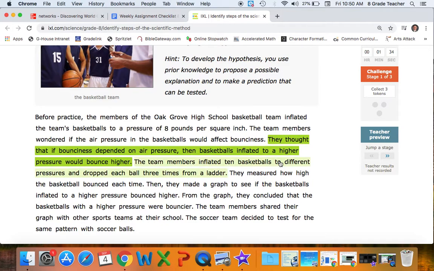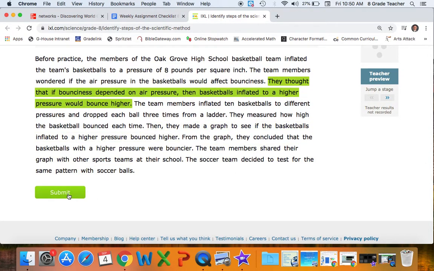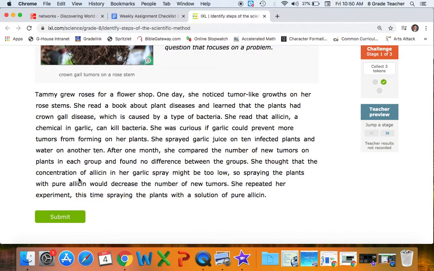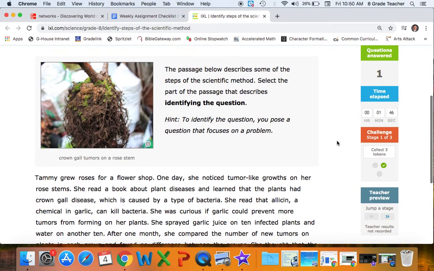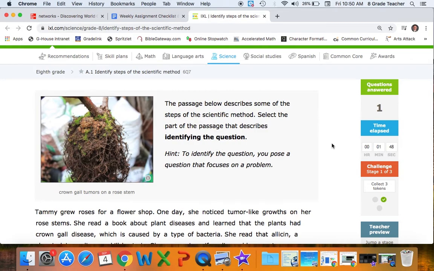You'll notice that it highlights the entire section. As you go, we click on that one to lock that in as their answer. Let's see if we got it right. Click submit, and boom, it tells me wonderful. You see that I've answered one question in the course of this minute, and I'm working towards building this mastery in identifying the step.